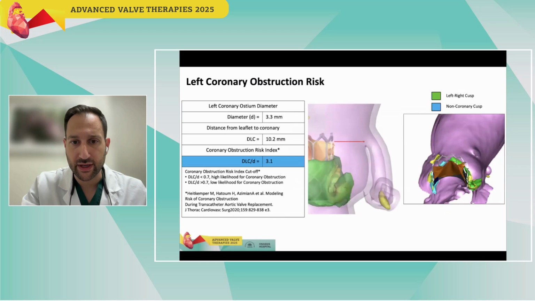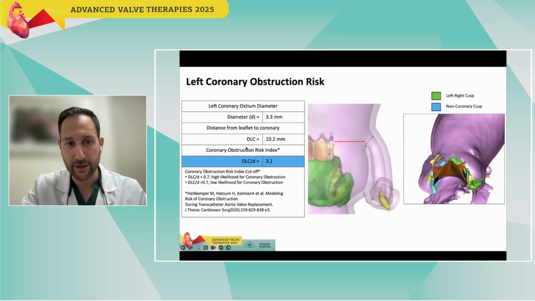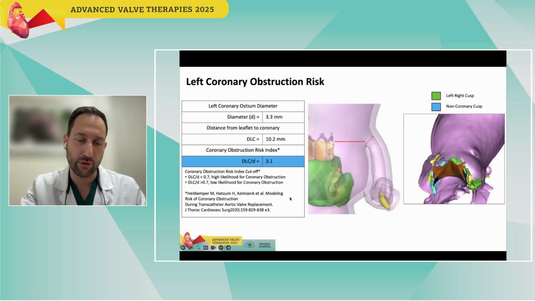So with this software, we can estimate the coronary obstruction risk. Obviously, in this case, you can see how the leaflet and the valve are really far from the left coronary. There's this index that takes into account the distance from the coronary artery and the diameter of the coronary artery. And this ratio can predict the risk for coronary obstruction. If it's less than 0.7, there's a high likelihood for coronary obstruction. In this case, it was 3.1. Obviously, the coronaries look clear.